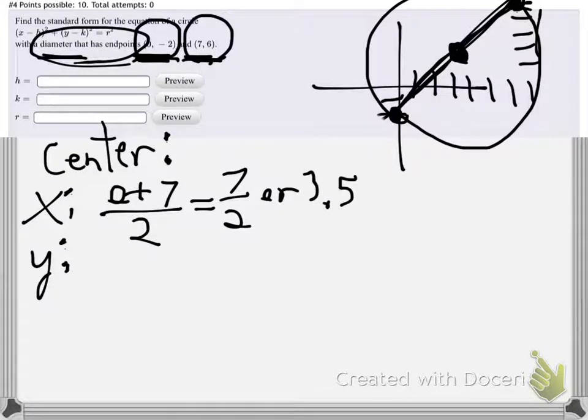And then for the y part, it'll be the same thing. We're just going to look at the y coordinate. The y coordinate of the first dot is -2, and the y coordinate of the second dot is 6.